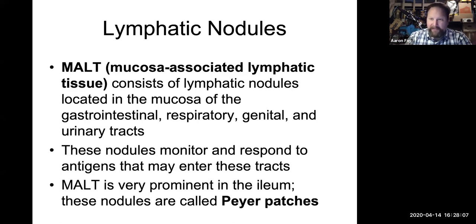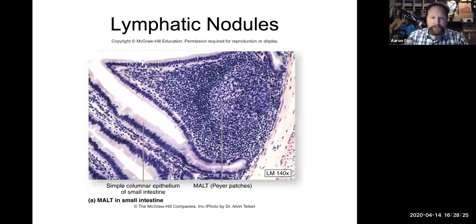MALTs are made of lymphatic nodules, and lymphatic nodules are simply masses of lymphatic cells that do not have a connective tissue capsule. What are they specifically? Macrophages and B cells surrounded by T cells, looking for antigen and defending us. So this is a picture of a Peyer's patch. So what we have here is the simple columnar epithelium lining the intestines.